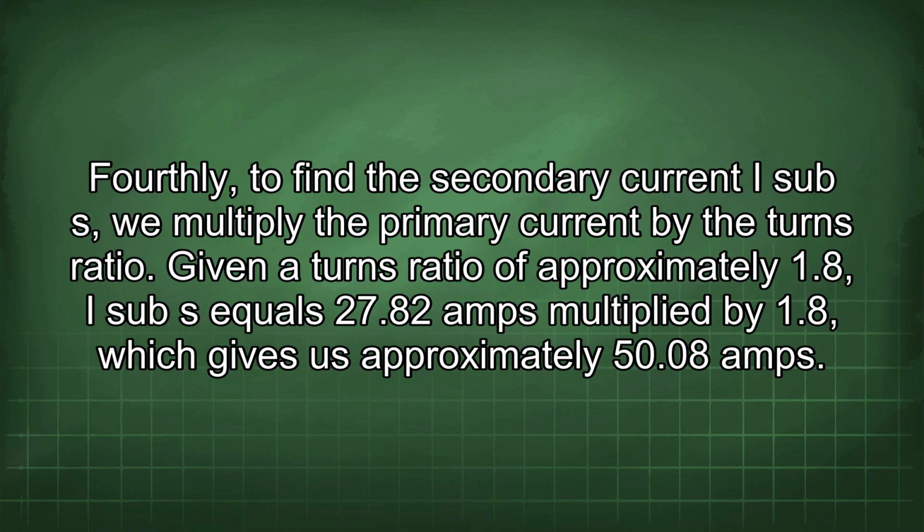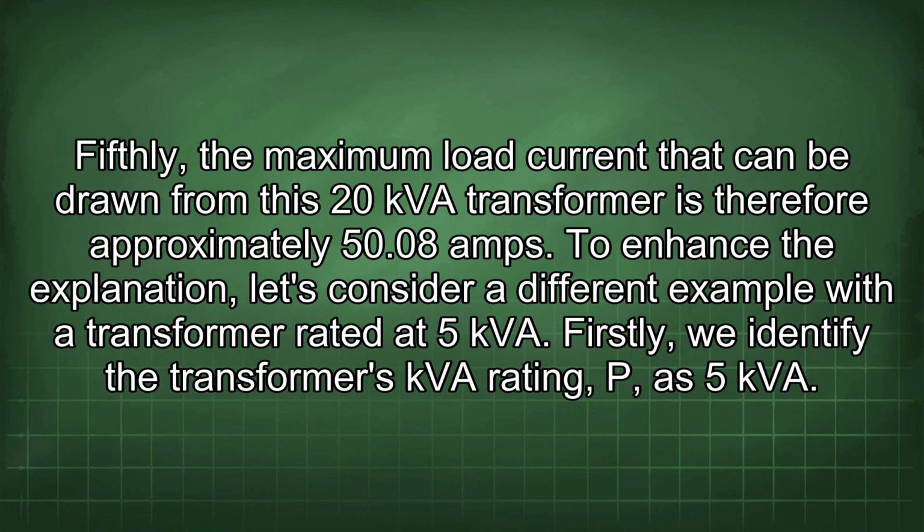Fourthly, to find the secondary current I sub S, we multiply the primary current by the turns ratio. Given a turns ratio of approximately 1.8, I sub S equals 27.82 amps multiplied by 1.8, which gives us approximately 50.8 amps. Fifthly, the maximum load current that can be drawn from this 20 kVA transformer is therefore approximately 50.8 amps. To enhance the explanation, let's consider a different example with a transformer rated at 5 kVA.